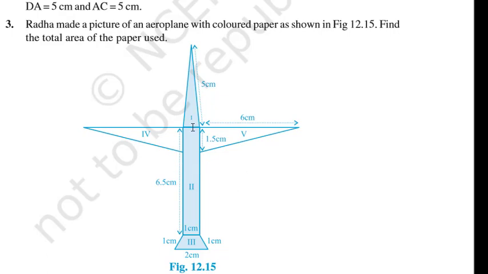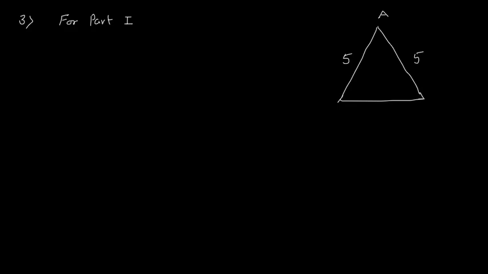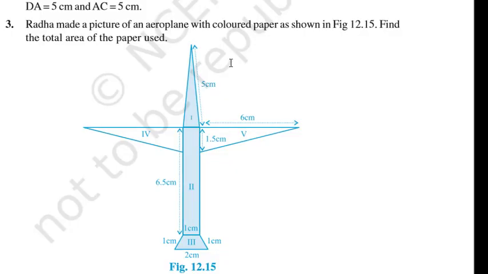So for part 1, it is an isosceles triangle with 5 centimeter and base is 1 centimeter. So this is our third question. And here I will say that for part 1, we have one isosceles triangle. So let us draw one triangle like this. Okay. This is not to the scale. This is 5, this is 5 and this base is 1. Okay. Just refer again 5, 5 and 1.